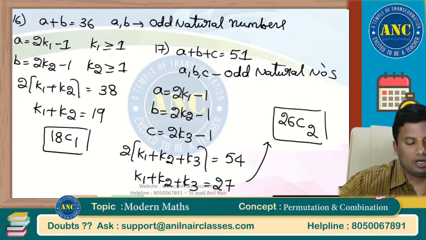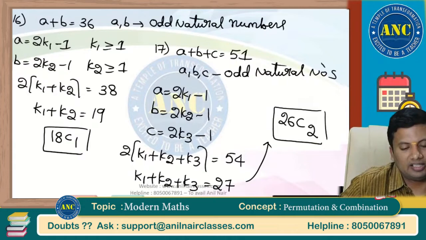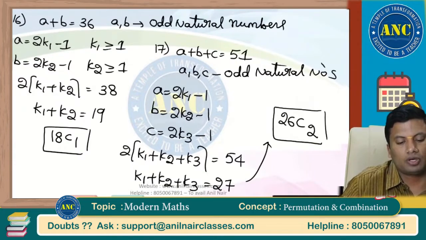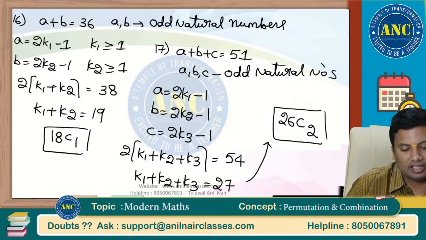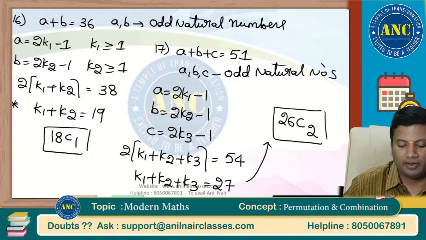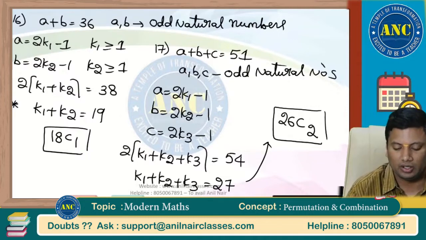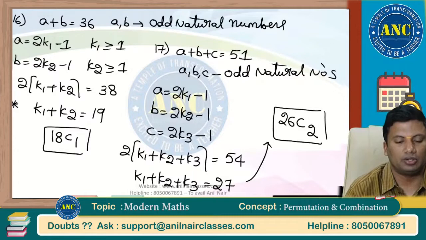Another model. A plus B equivalent to 36. Odd plus odd is an even number. Any odd number is of the form 2k1 minus 1, 2k2 minus 1. Taking 2 common, minus 2 comes to the right hand side, 38. K1 plus k2 is 19, answer is 18C1. Similarly, 2k1 minus 1, 2k2 minus 1, 2k3 minus 1. Minus 3 goes to the right side, 54, which is 27. Answer is 26C2.